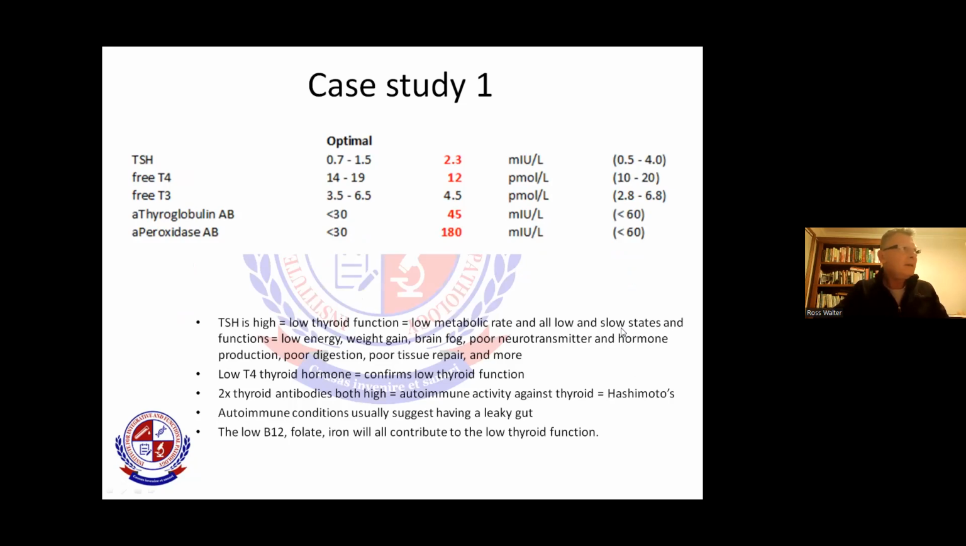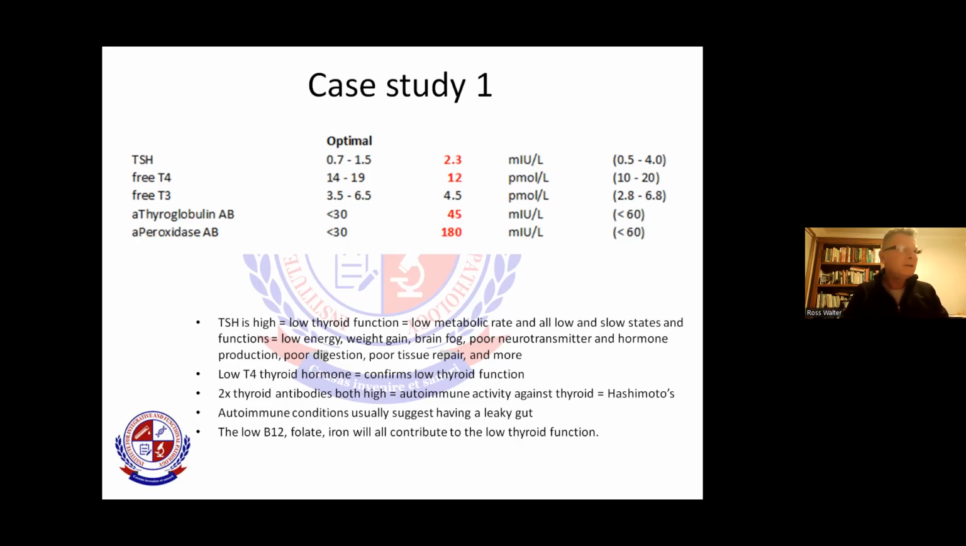Okay, the thyroid results here. So we'll start with the first one, the TSH. TSH is the thyroid stimulating hormone. It's actually not a thyroid hormone. It's a pituitary hormone, produced in the pituitary to stimulate the thyroid into action to make its thyroid hormones, which are called T4 and T3. So we've got a slightly high TSH result, which is sort of reverse logic. The higher the TSH is, the lower functioning the thyroid is.